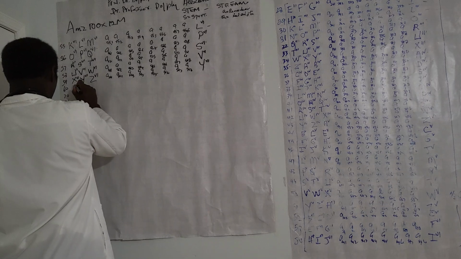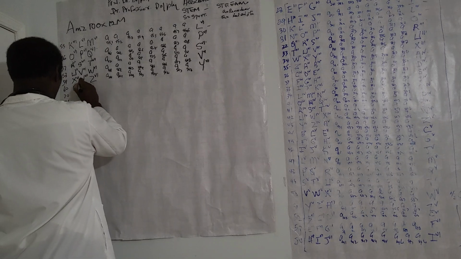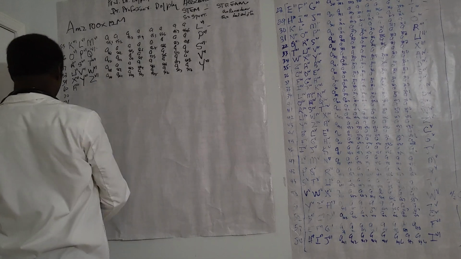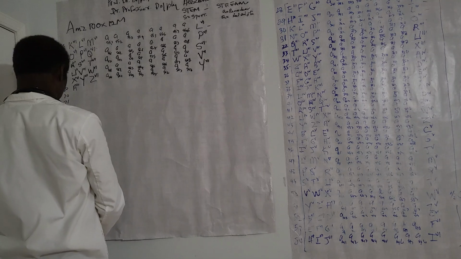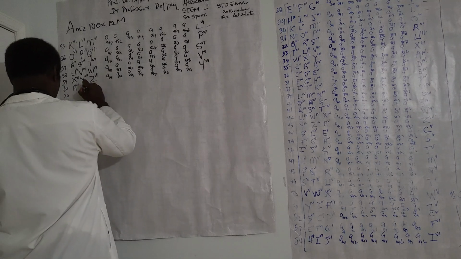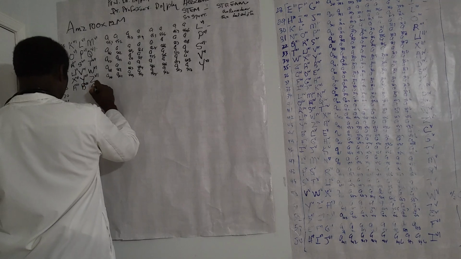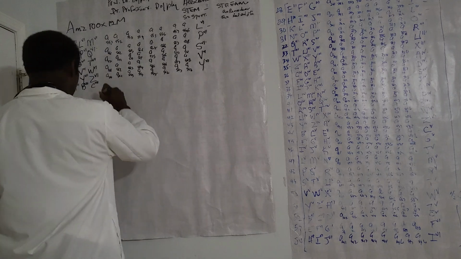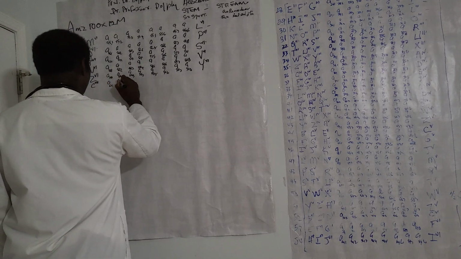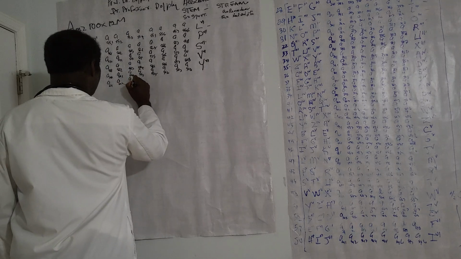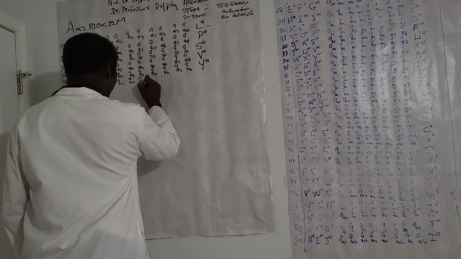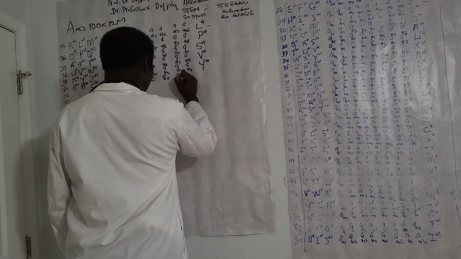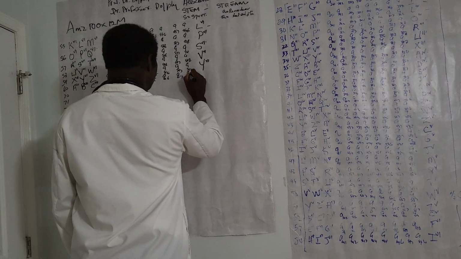We have now A, V to I, B, V to I, and C, V to I. And so we have A61, A62, A60-3, A60-4, A60-5, A60-6, A60-7, and A60-8.